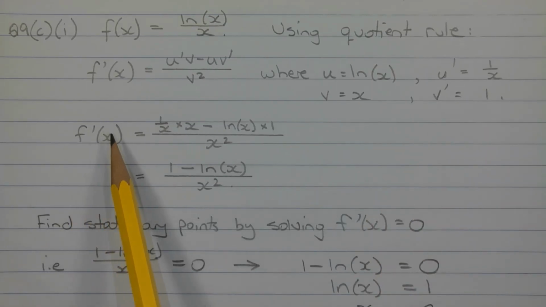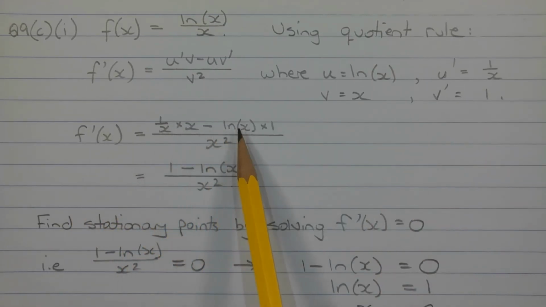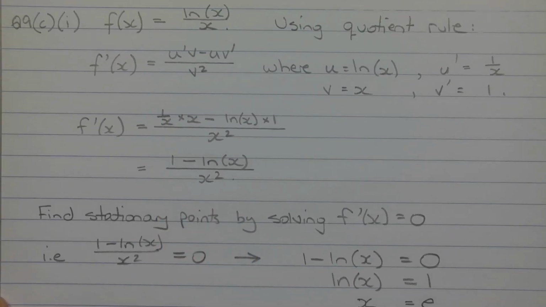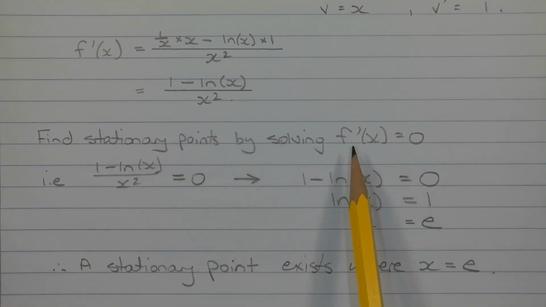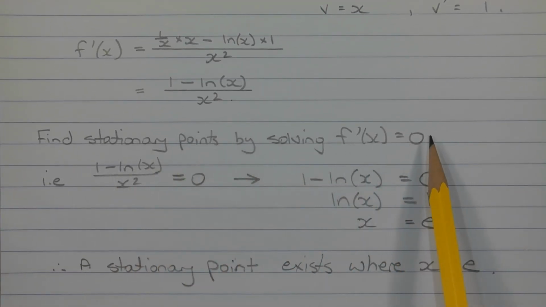Hence, f dash of x is equal to u dash v minus uv dash, so that's 1 over x times x minus ln x times 1, over v squared, in this case over x squared. So simplifying the numerator, we get f dash of x is equal to 1 minus ln x over x squared. So as stated before, to find stationary points, we solve the equation f dash of x equals 0. In other words, 1 minus ln x over x squared equals 0.